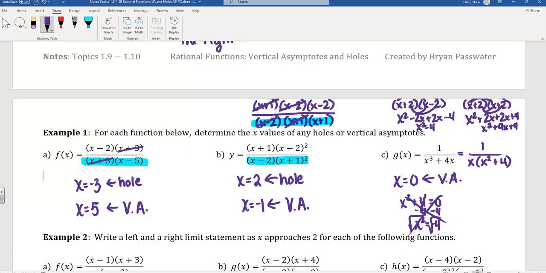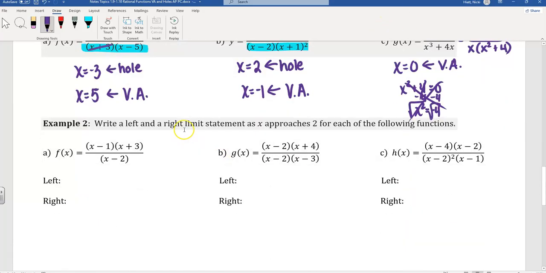Okay, questions there? All right, let's take it a little further. Let's write some limit statements for this.